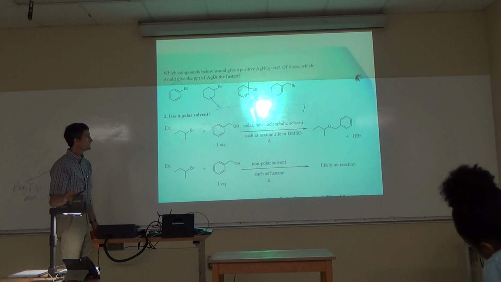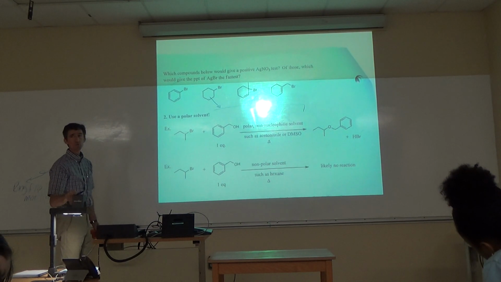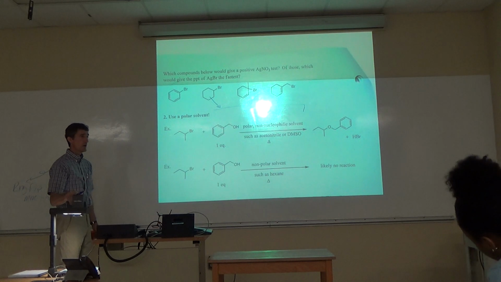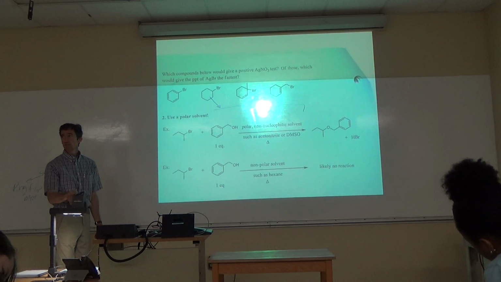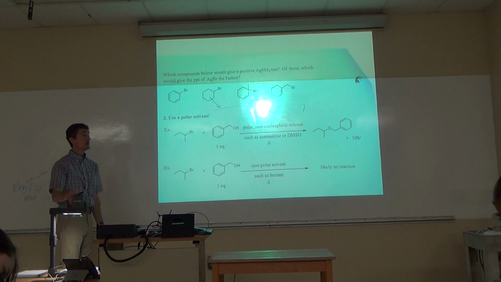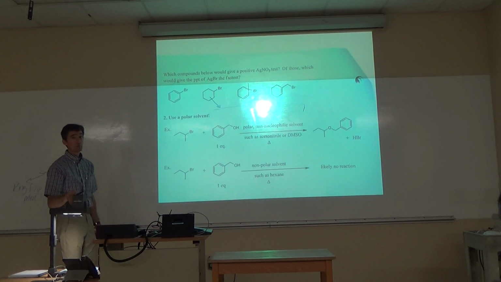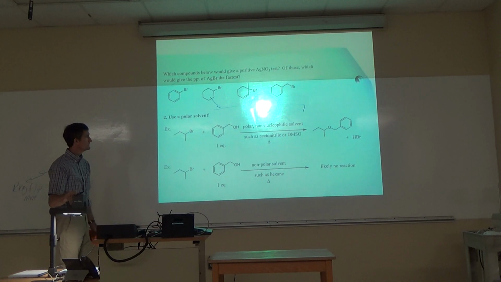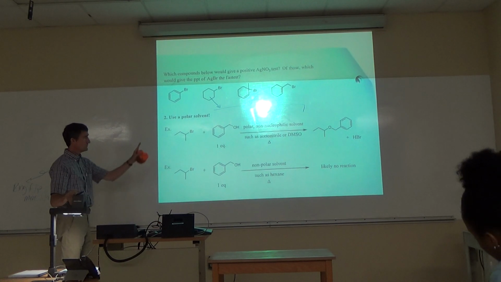All right. And since it's SN1, what's the first step of the mechanism? Leaving group leaving. And what we're looking at is clever ways to make the leaving group leave easier. How do we make the leaving group leave easier? We use a polar solvent.